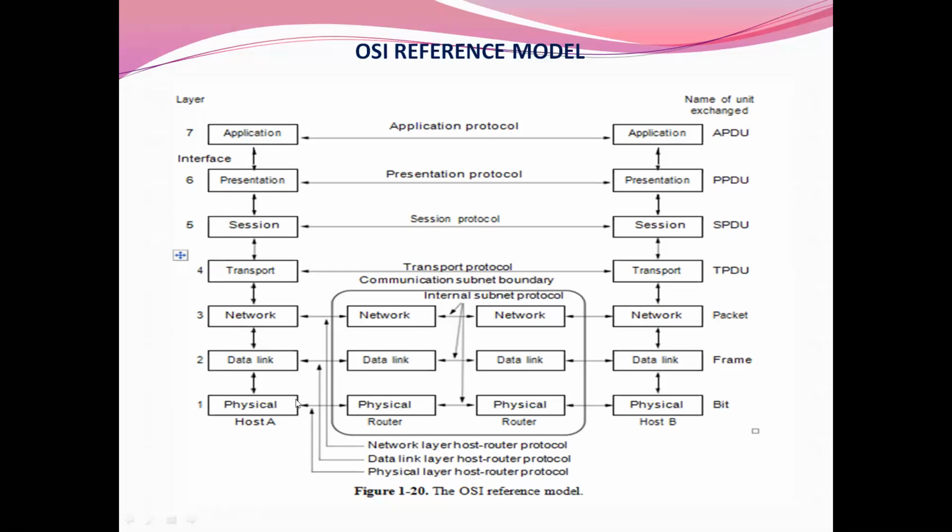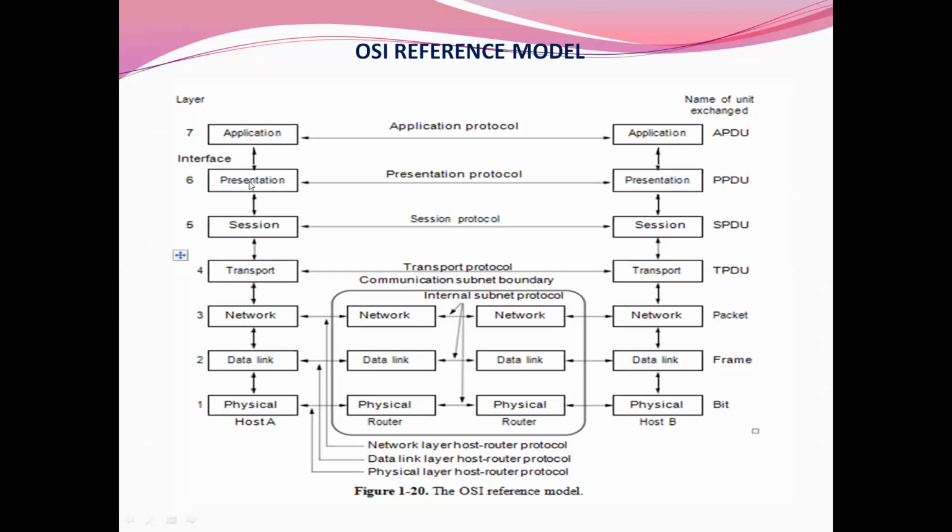So this is host A. This host A consists of these 7 layers. Similarly, the host B is in another network. It also consists of the 7 layers. Here, the application layer transfers data to the presentation layer.